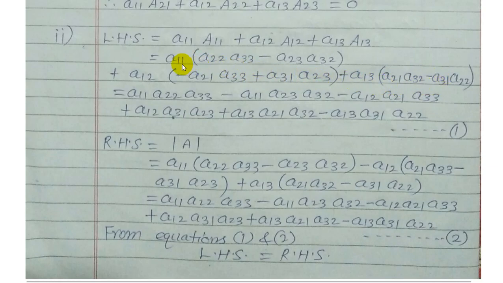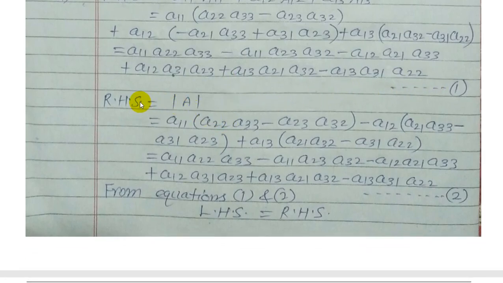Now open each bracket as in the previous expansion. A11, A22, A33 we write first. Now minus A11, A23, A32, minus A12, A21, A33. Now plus A12, A31, A23, plus A13, A21, A32, and the last one is A13 into minus of this, so minus A13, A31, A22, and let it be equation first.